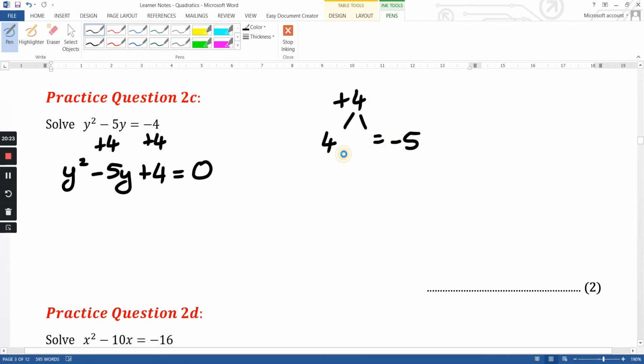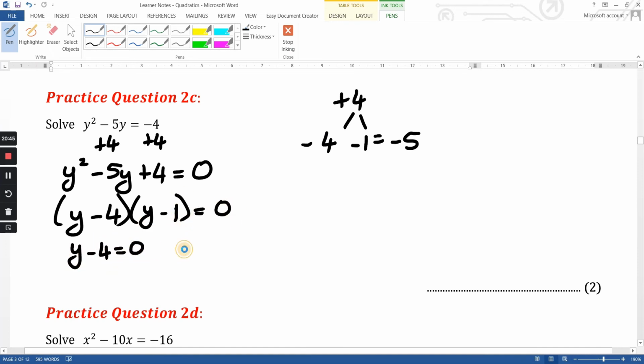It's definitely 4 and a 1. It's the only thing it could work with, minus 5. And I'm going to need both of these to be negative for it to work. So it's y minus 4, y minus 1 equal to 0. Either this is equal to 0, or that's equal to 0.